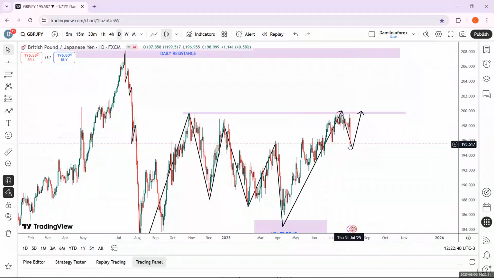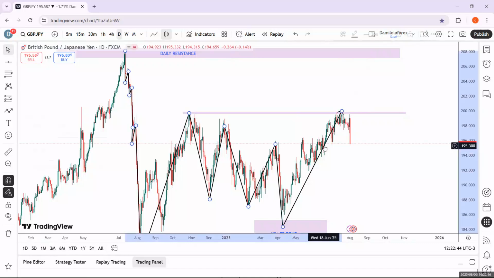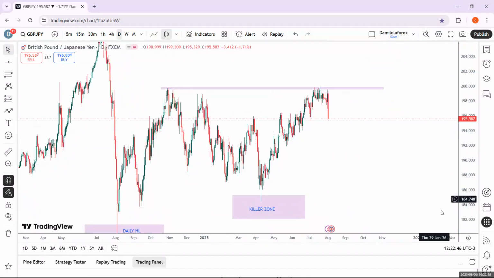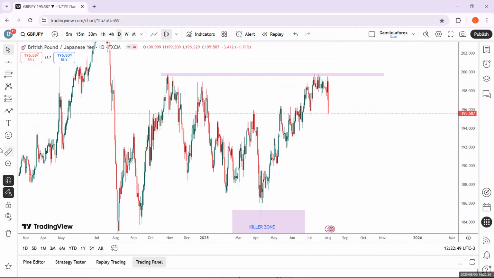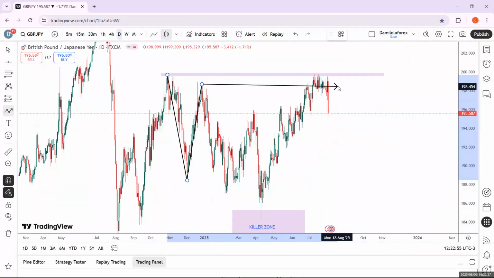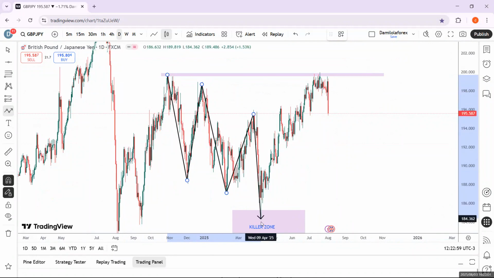Okay, so now what are we focusing on right here? We are now going to focus on the discount structures. So what are the discount structures? Let's go ahead and read them. From here, we saw price make this push to this level, make this exhaustion. We saw the last lower high got taken off right here, but before then we saw a break of a smaller structure circle.